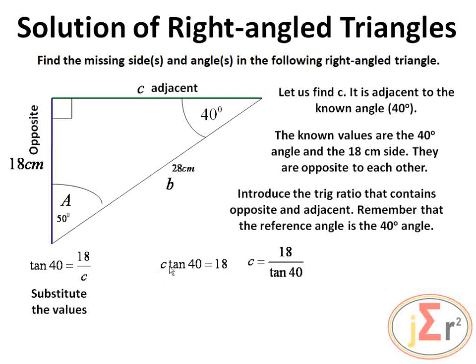And of course, we need to find C, so we're going to divide by tan 40. So C is equal to 18 over tan 40. And we have that here, 18 over 0.84. And that is equal to 21.4 centimeters.